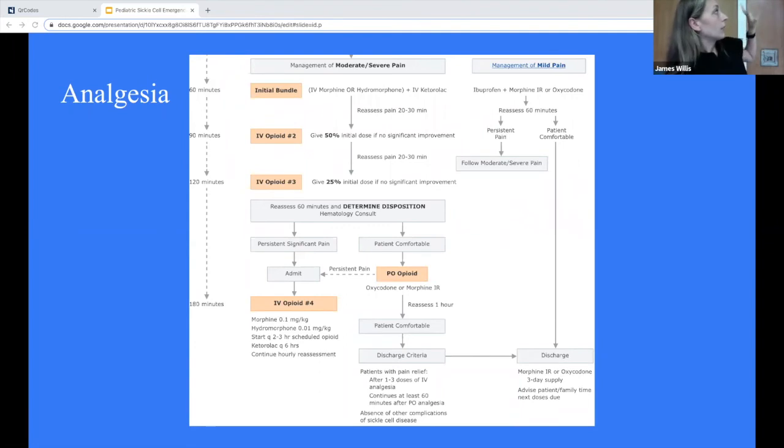a combination of things. You can give IV opioids, IV Toradol. Each time you're giving a pain medicine, reassess them in 30 minutes. If they're still having severe pain, give 50% more of the medicine that you gave initially. So if you're giving 2 of Dilaudid, reassess in 30 minutes, give 1 if they're still in a lot of pain. Then reassess again in 30 minutes, give 0.5 if they're still in a lot of pain. If you're giving multiple IV doses, so like greater than 3 IV doses, and they're still having persistent pain, you're probably going to have to admit this patient for intractable pain.